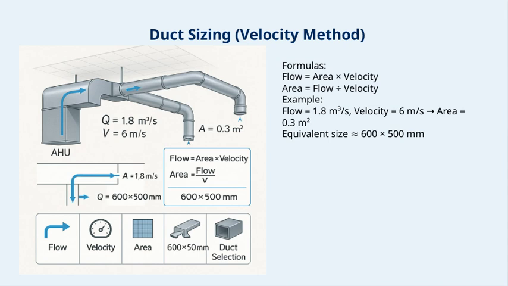Now, let's walk through an example to make this clearer. Suppose we have a flow rate of 1.8 cubic meters per second, and we want a velocity of 6 meters per second. Using the formula, the area would be flow divided by velocity, which gives us 0.3 square meters. And when we translate that to a practical duct size, it's approximately 600 by 500 millimeters. This helps us visualize the actual duct dimensions needed to achieve the desired airflow while maintaining the proper velocity.